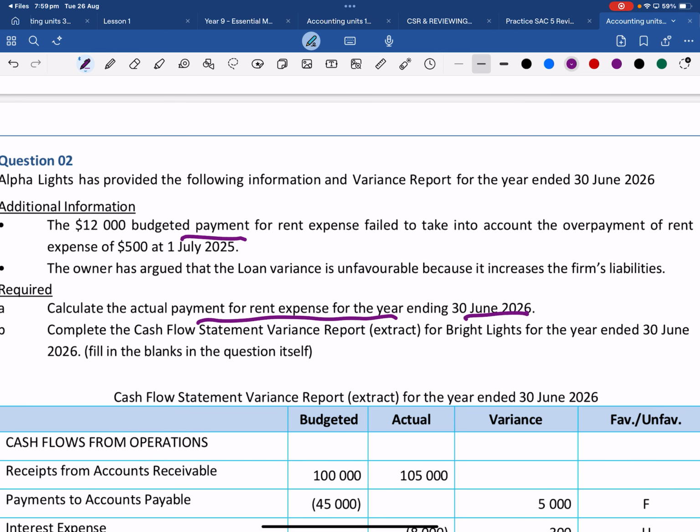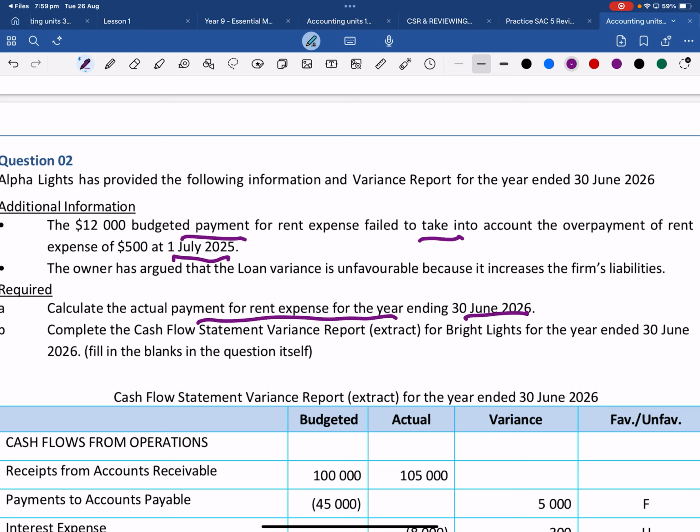12,000 budgeted payment for rent expense failed to take into account the overpayment of rent expense of 500 as at 1st July 25. What is first of all 1st July 25, guys? The start of the year. Very good. At the start of the year, when whoever did the budgeting, that person didn't consider the 500 overpayment. Meaning the budgeting is inaccurate? Budgeting is inaccurate. Is it overstated or understated?